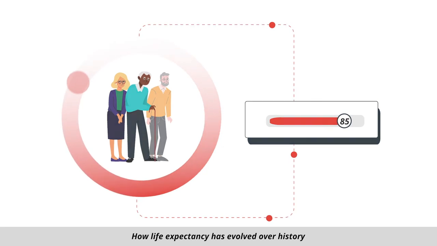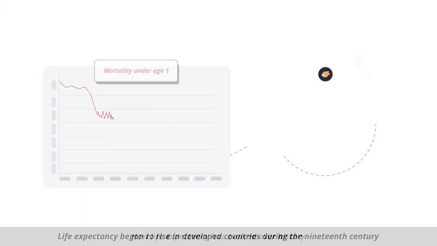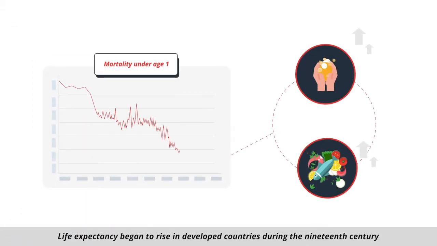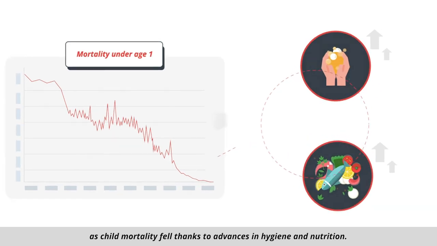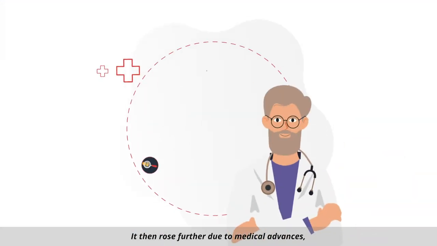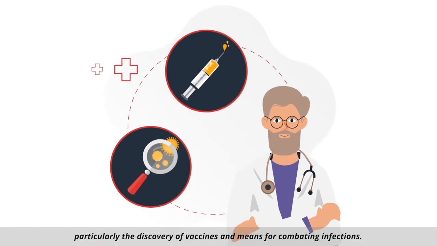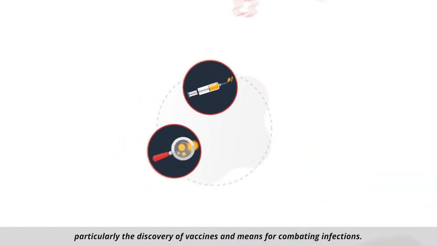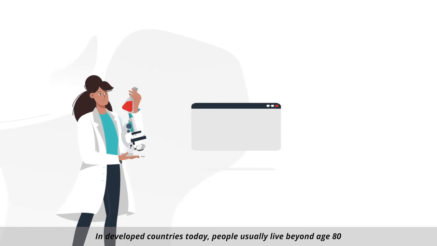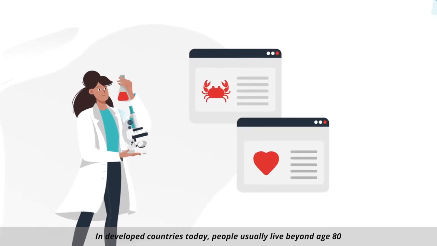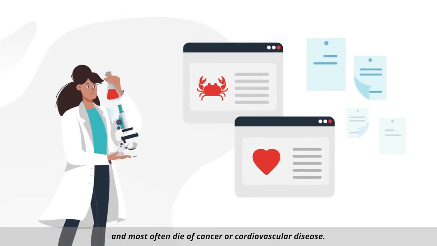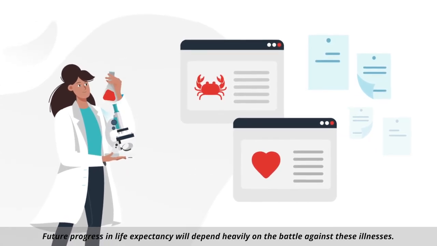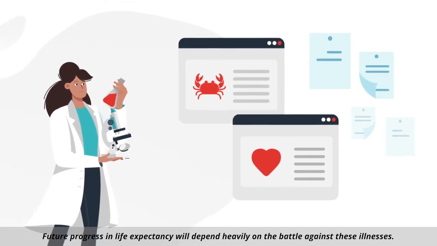How life expectancy has evolved over history. Life expectancy began to rise in developed countries during the 19th century as child mortality fell thanks to advances in hygiene and nutrition. It then rose further due to medical advances, particularly the discovery of vaccines and means for combating infections. In developed countries today, most people live beyond age 80 and most often die of cancer or cardiovascular disease. Future progress in life expectancy will depend heavily on the battle against these illnesses.